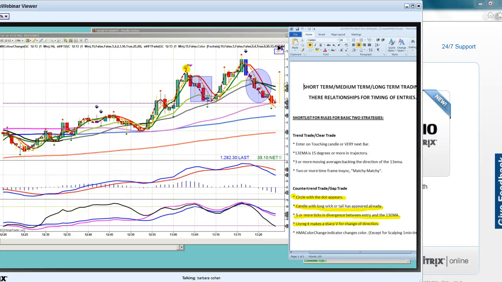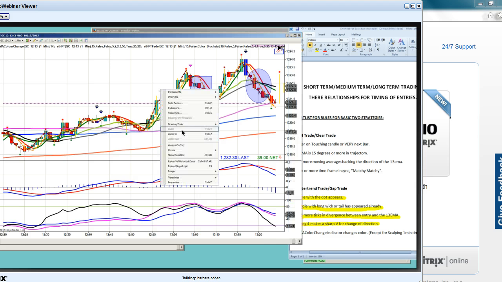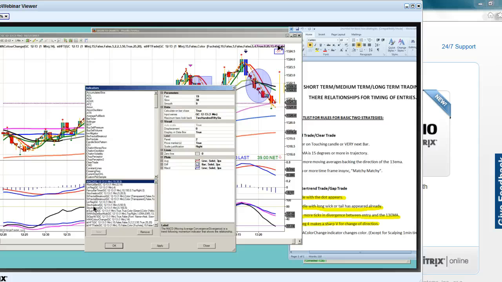Here, from the point of the circle with the dot, where the asterisk is, to the next bar, can you see the change of trajectory? Actually, let me do this. I'm going to quickly just get rid of the LinReg 9 for a second. Here's the change of trajectory. Let me see here.